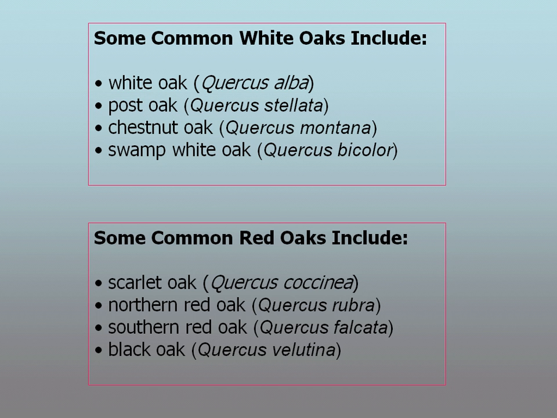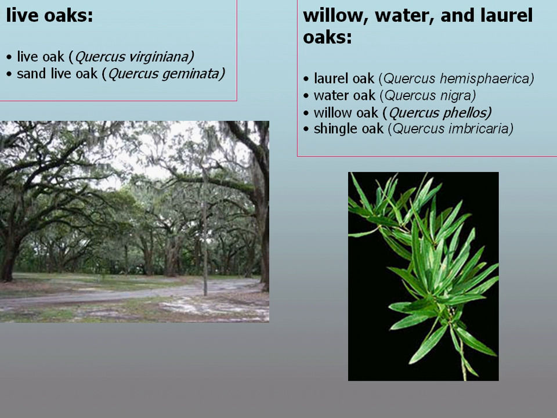Taxonomically, the other two groups of oaks include the live oaks and what I call the willow water laurel oaks. Traditionally, these types of oaks, if you're working commercially, most of them would be lumped into the red oak family, because some of them do have bristle tips, but some don't. So for this course anyway, you can simply go with the bristle tip rule if asked if a species is a red oak or a white oak.